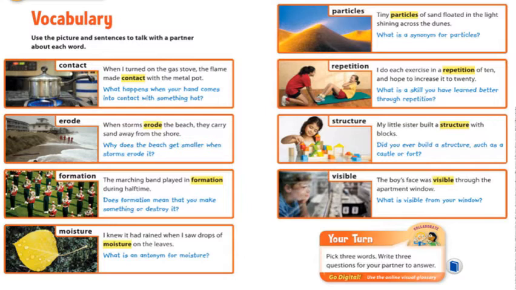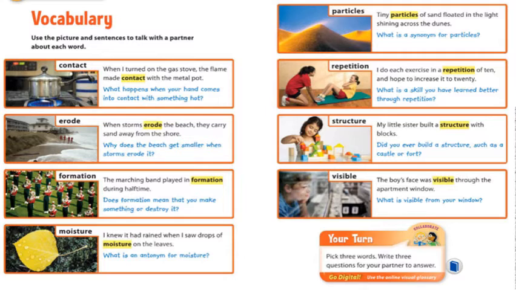The first one, contact. When I turned on the gas stove, the flame made a contact with the metal pot. Okay, you see, I turned on the gas stove, and what happened? The flame made a contact with the pot. Okay, so there was a contact, as if they touched each other.